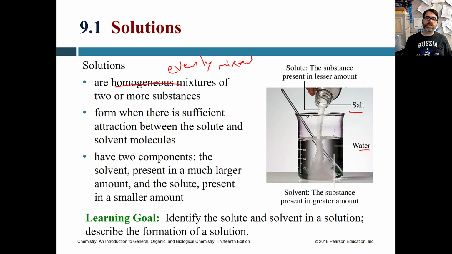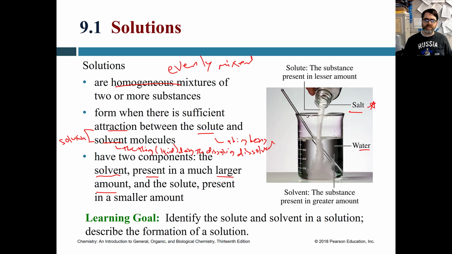And we can get it when there is attraction between the solute, that is the thing being dissolved, in this case the salt, the NaCl, and the solvent, the thing, usually a liquid, doing the dissolving. And together, the two of them, the solute and the solvent, make a solution. The solvent is the one that is present in the larger amount.